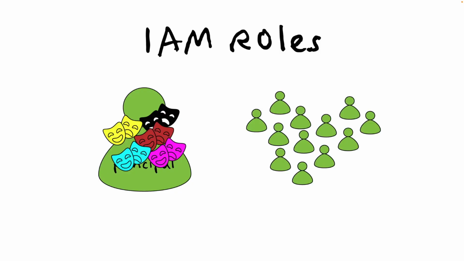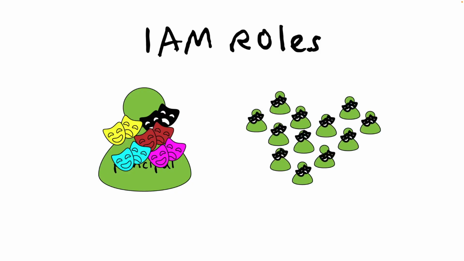A principal assumes the role and temporarily gets permissions defined by that role. So while using the role, it acts as if it is that role. And when the task is finished, the role is released and the principal returns to its original permissions. So the permissions belong to the role, not the principal, just like the character's abilities belong to the role and not the actor. We also need to note that a principal can assume multiple roles, and a single role can be assumed by multiple principals.